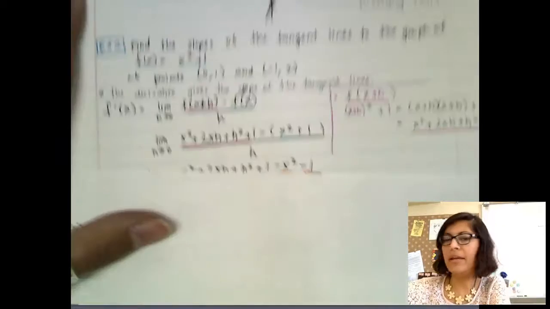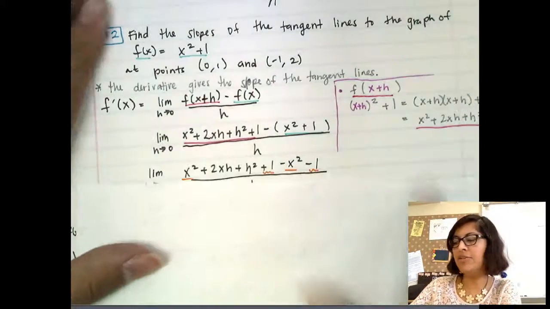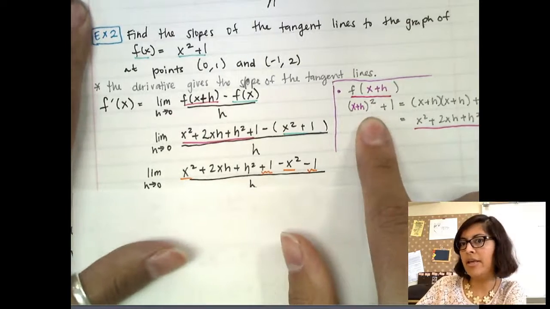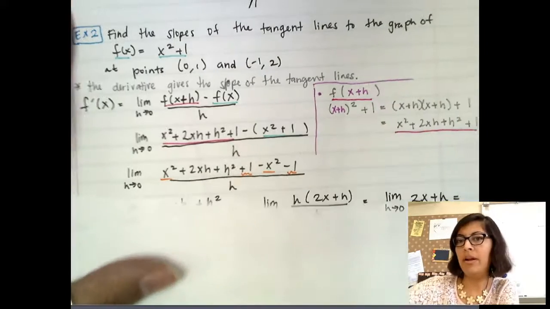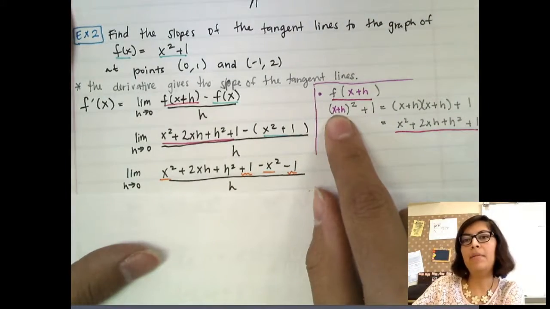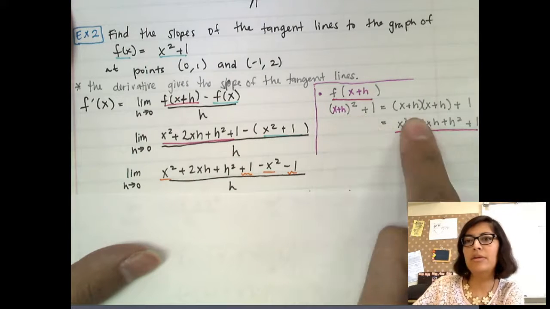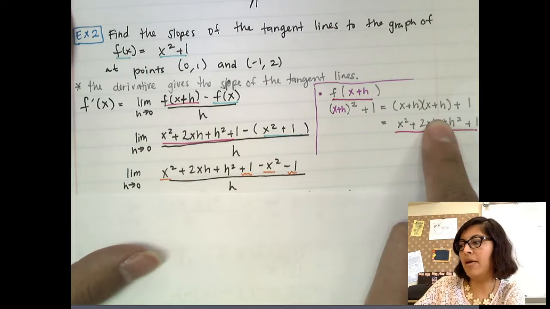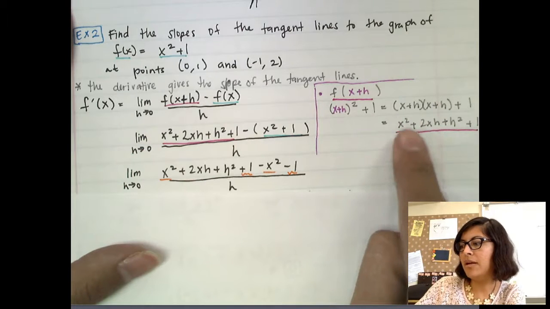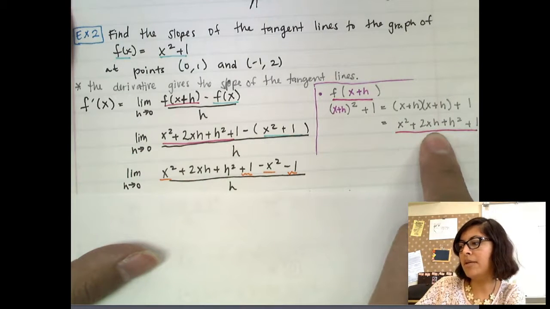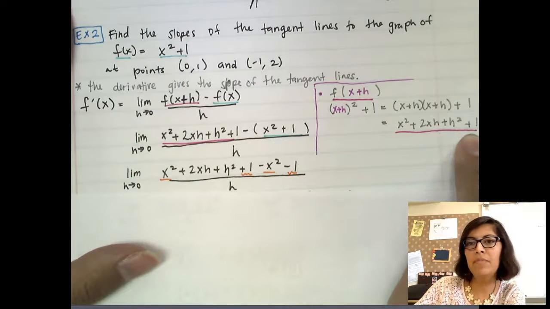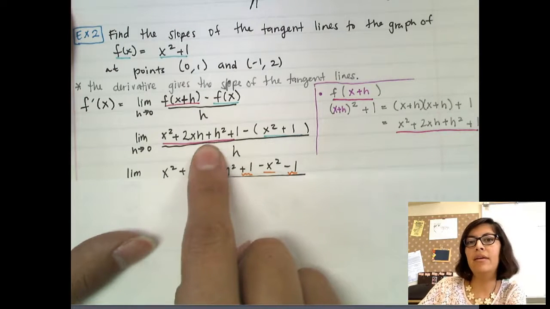So we're going to be plugging in f of x plus h. Here it is, I simplified it. We plug in x plus h, so every time we see an x, we square it. I expanded it out over here, and we have x squared plus 2xh plus h squared plus 1. And I plugged that in right over here.